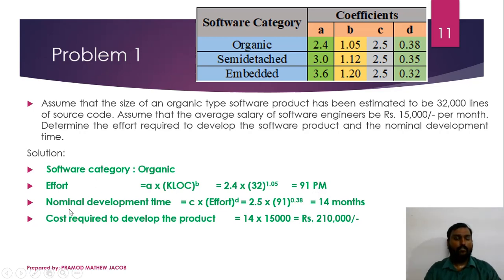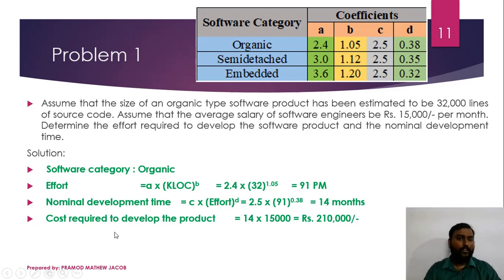Next we have to identify the nominal development time, or the time required for developing the software. Time for development can be estimated using the equation C into the effort that we estimated in the previous equation, the whole raised to D. C is 2.5 for organic, so 2.5 into the effort that we estimated, 91 person months, so 91 the whole raised to 0.38, which is the D value for organic software, and we will get it as 14 months.